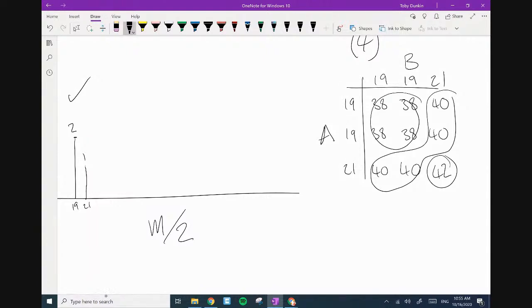So I'm going to have a peak at 38 of height 4. So there was 2, so we need to double the height of that one. So that's going to have a height of 4, and it's going to be at 38. I'm then going to have another peak exactly the same height, at 40 with a height of 4. And then I'm going to have a baby peak of 1 at 42.